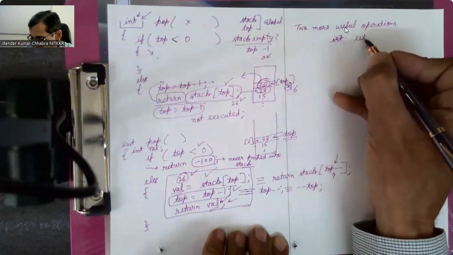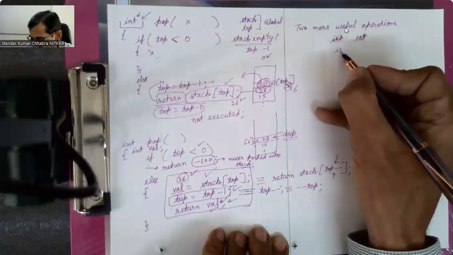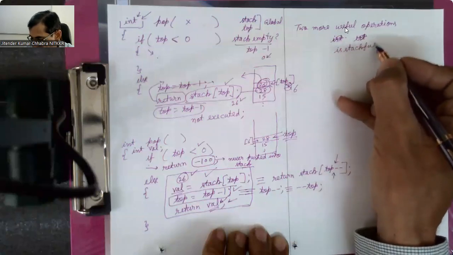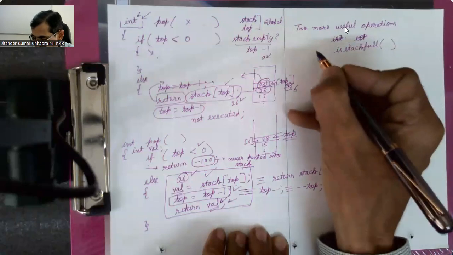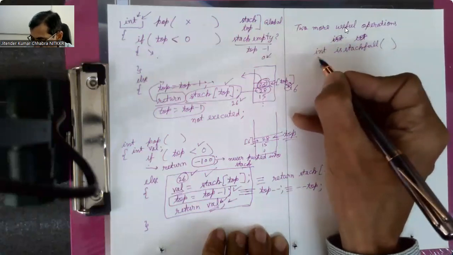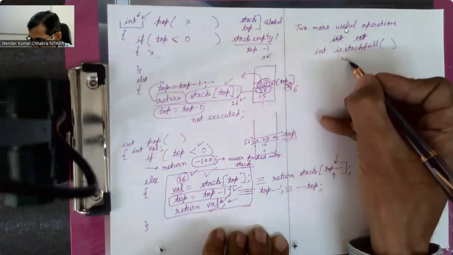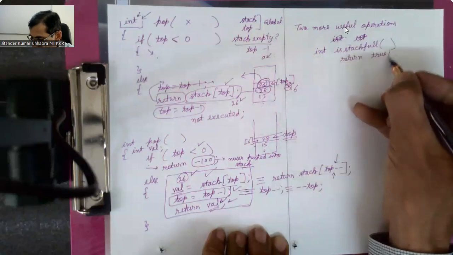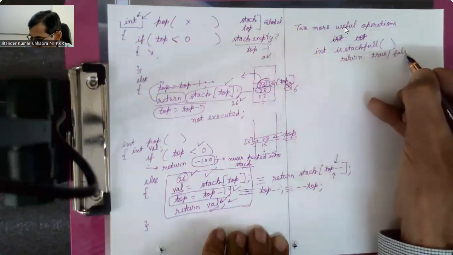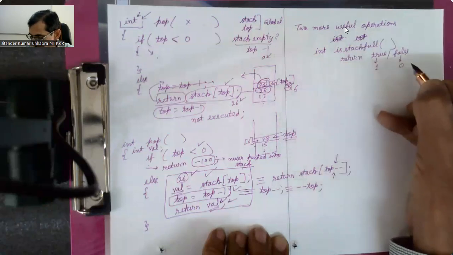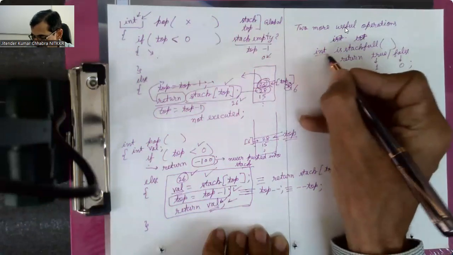It's a Boolean function, is a stack full, which should tell whether it is true or false. So it can be int or Boolean type. So it should return true or false. True effectively means we normally return it as 1, and false means return as 0 because we take int.